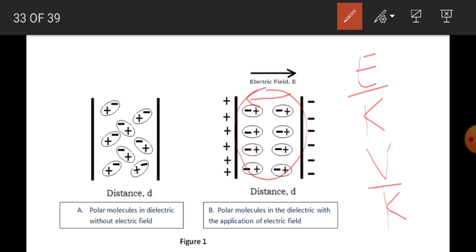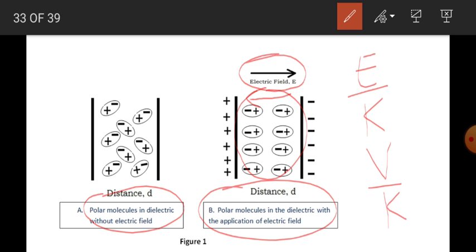These are the polar molecules. When you keep them in an electric field, they align opposite to the direction of the electric field. I have explained this in my first video. I'm not going to explain it here because otherwise my lecture will be quite lengthy, so I hope you are aware of this.